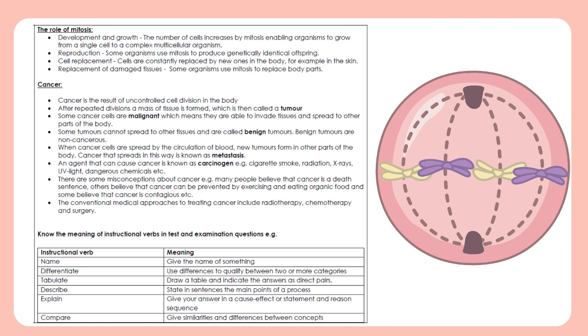There are some misconceptions about cancer, e.g. many people believe that cancer is a death sentence. Others believe that cancer can be prevented by exercising and eating organic food, and some believe that cancer is contagious, etc. The conventional medical approaches to treating cancer include radiotherapy, chemotherapy, and surgery.